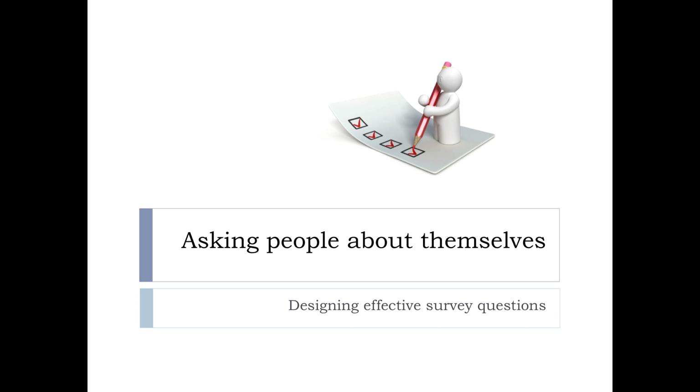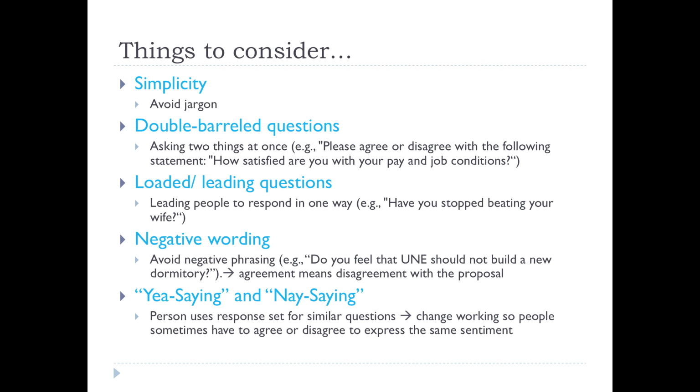Hi everyone, so today we're going to start talking about effective survey design. As you know, there's two kinds of questions that you can ask participants on a survey: open-ended questions and closed-ended questions. Some things to consider for both types of questions are that you should really avoid using any kind of jargon or acronyms or any kind of abbreviations that people might not be familiar with.